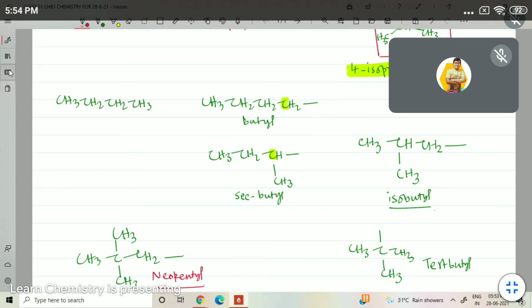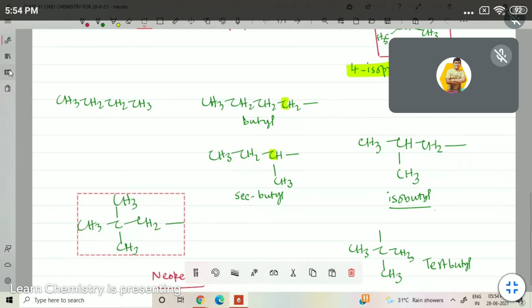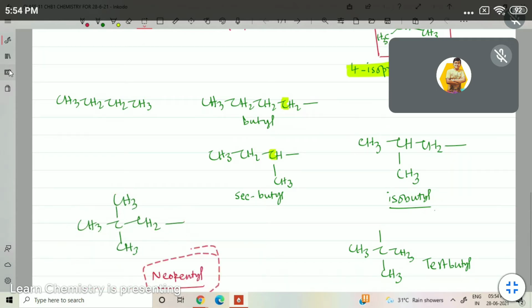Sir, there was one like 2,2 dimethyl. Yes, that you can also write. 2,2 dimethyl propyl. This is also the name of neopentyl. So suppose this is 1, 2, 3. So basically propyl, but substituted propyl, right? 2,2 dimethyl propyl. But this is called neopentyl in the language of IUPAC. So that is why you need to follow this.